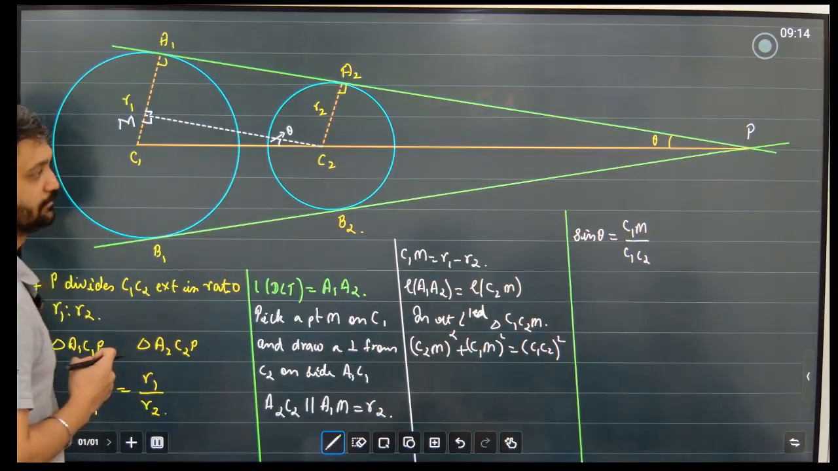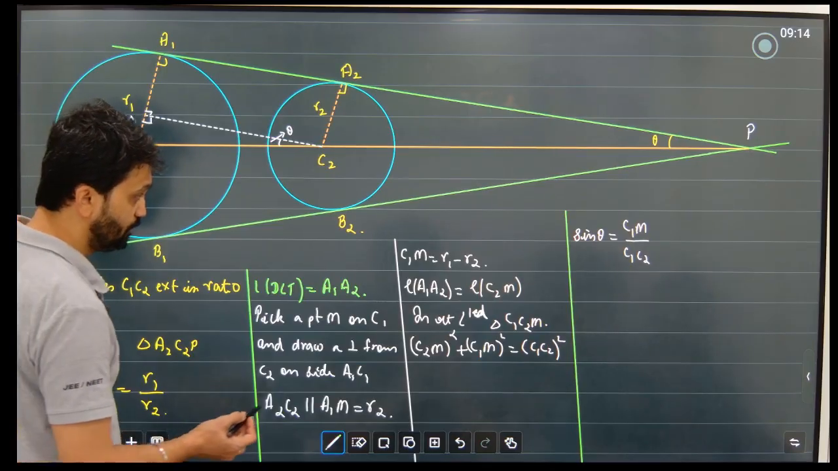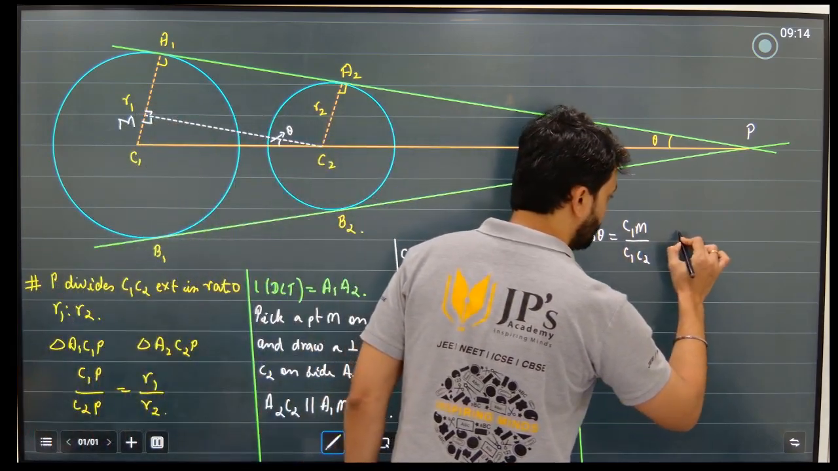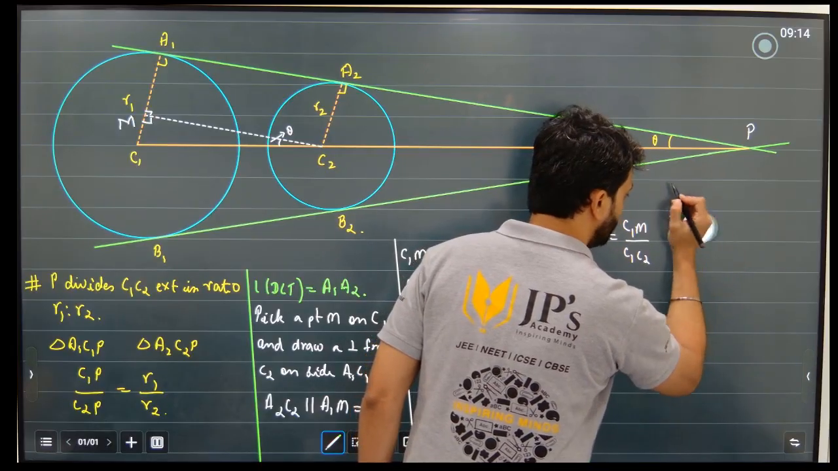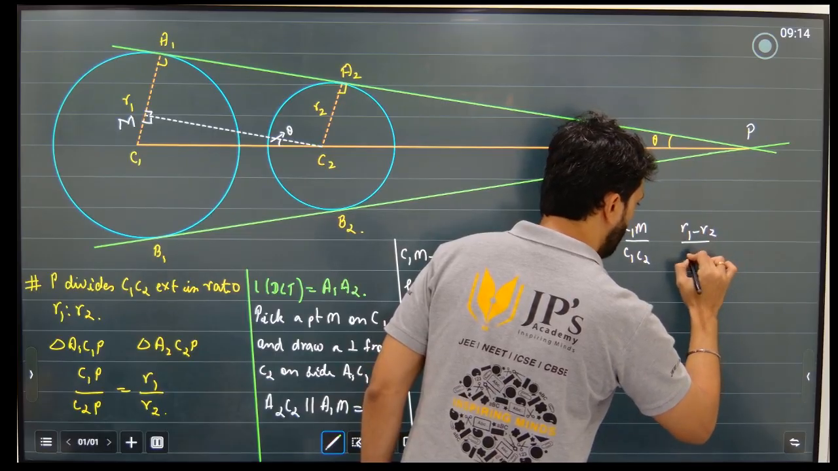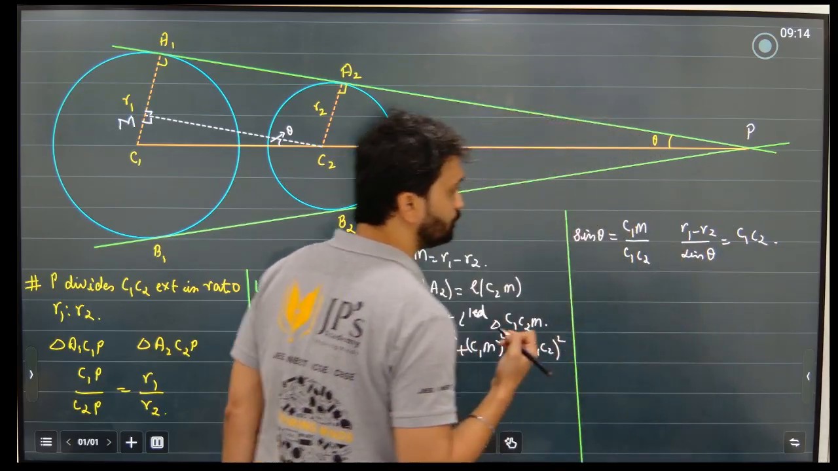Therefore, do I have C1M का value? What is C1M का value? See this, R1 minus R2. So I can write this as कि R1 minus R2 upon sin theta is equal to C1 C2. Sure.